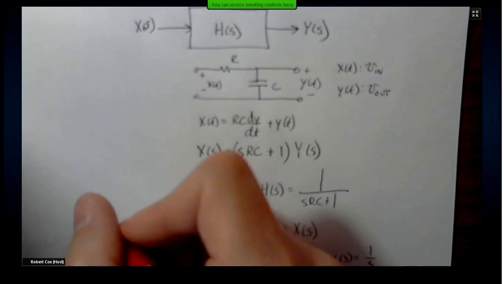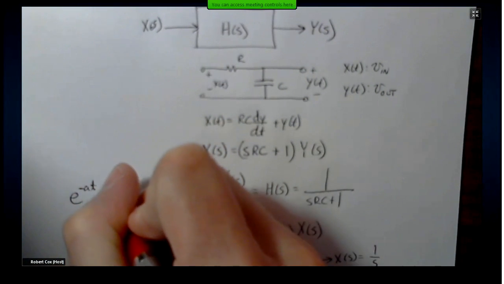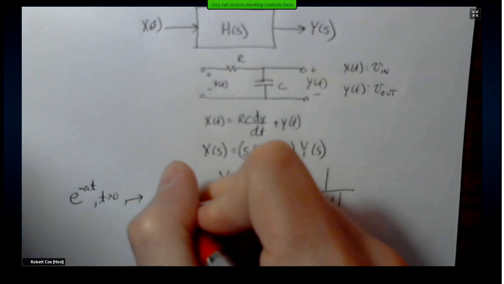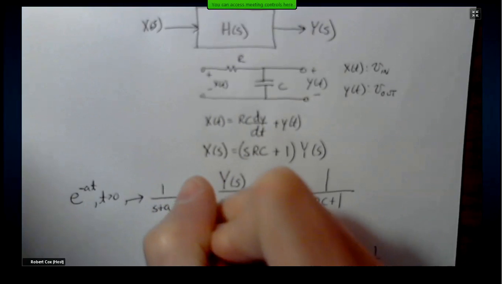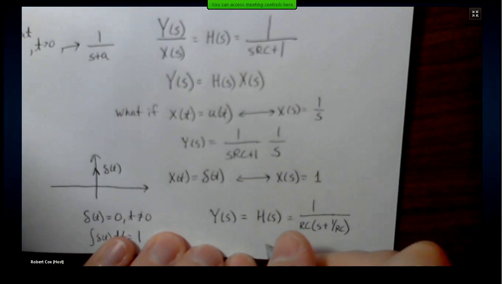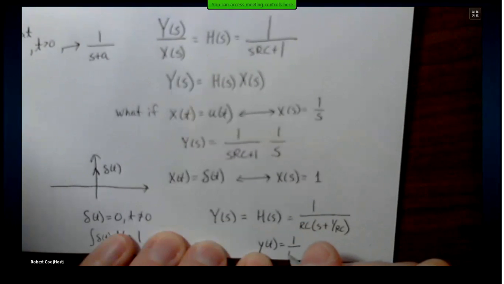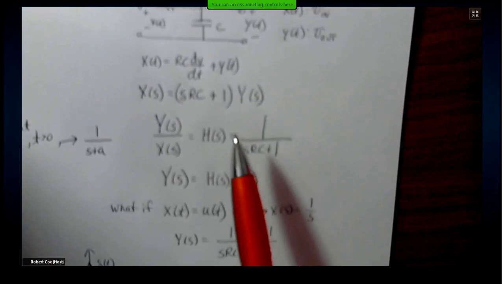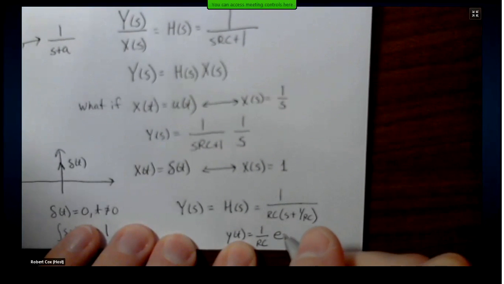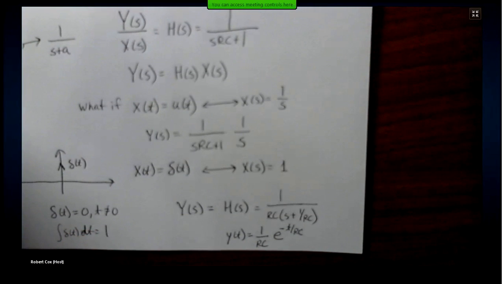What do I know? If I have e to the negative at for t greater than 0, that becomes 1 over s plus a. This looks just like that. That means that my impulse response, which is the natural response of the circuit, if the circuit has some energy at t equal to 0 stored in this capacitor, it's just going to naturally let that decay, and that decay would be controlled by that function.